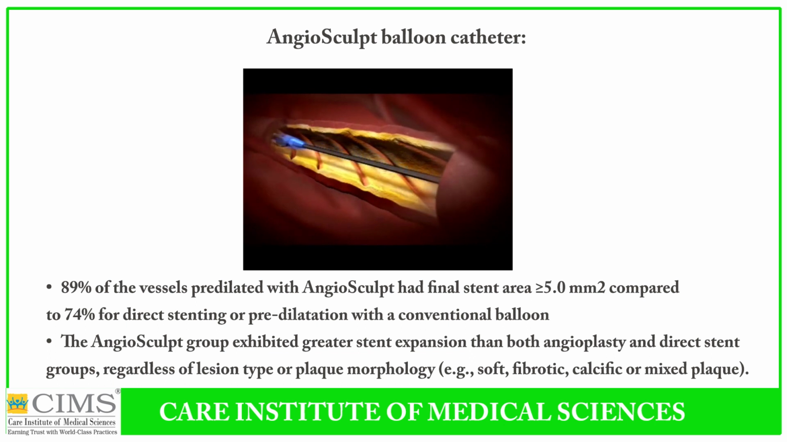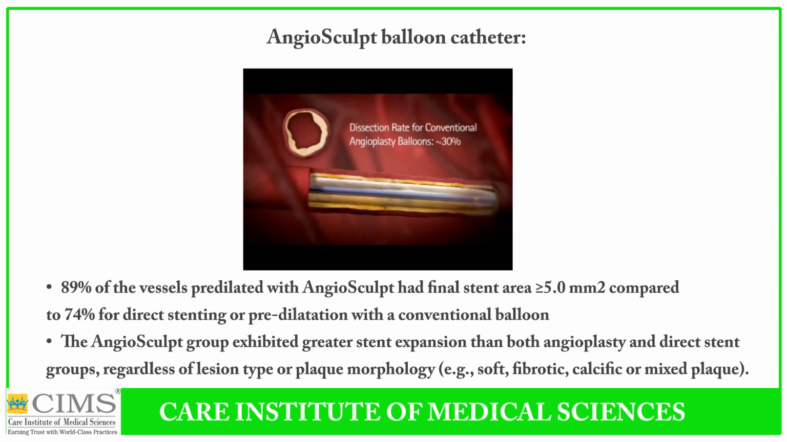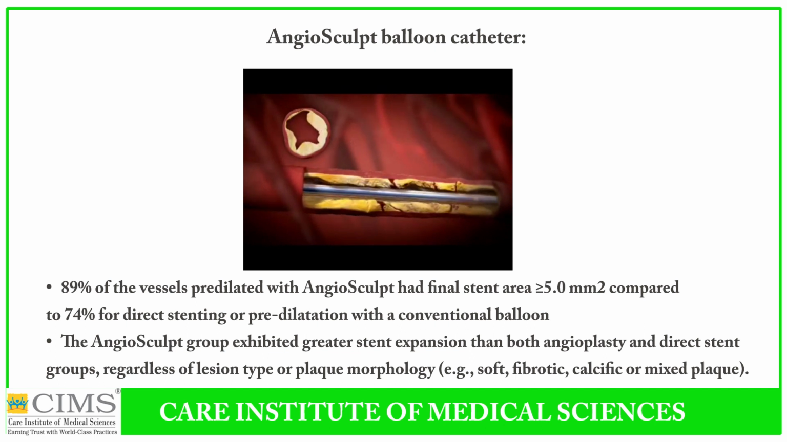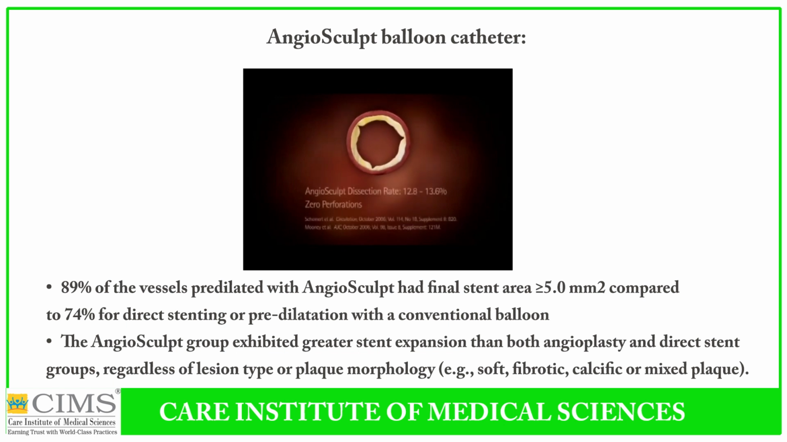You can see the video of the angiosculpt balloon like you saw earlier of the rotablator, and there are very fine metallic wires across the balloon which help in cutting the lesion. By using this, the dissection rate is much less and much better opening of the lesion is achieved. Again, as you can see, the opening is more symmetrical and better.